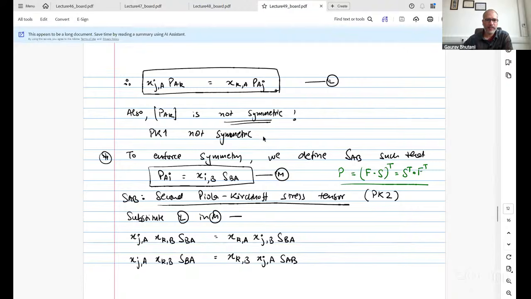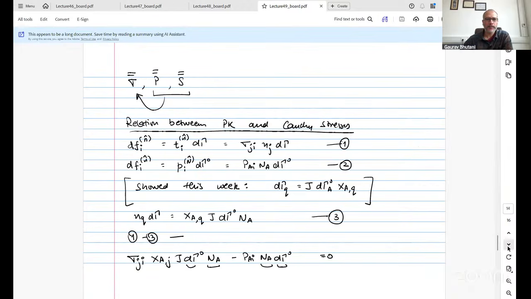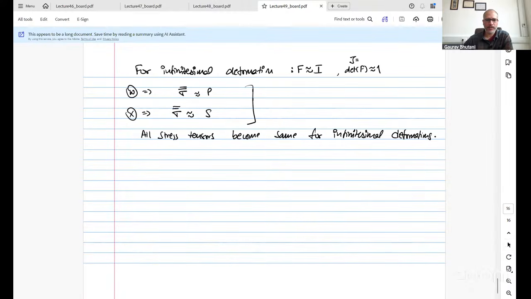But since we like symmetry, we said, let's define another tensor, capital S, which is called the second Piola-Kirchhoff stress tensor, PK2, which actually is symmetric. By defining S using equation number m, we get a symmetric stress tensor, which is expressed in the Lagrangian form, in terms of the material coordinates. Finally, we showed the relationship between the Piola-Kirchhoff stress tensors and the Cauchy stress tensor, and this is where we ended the discussion on this lecture.